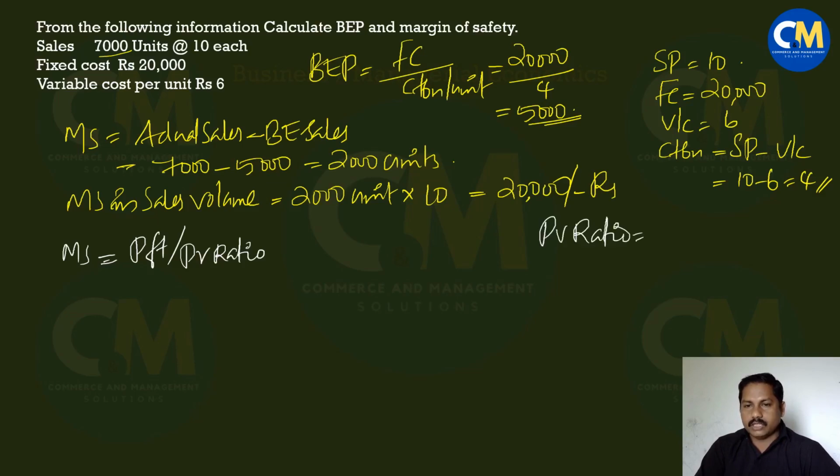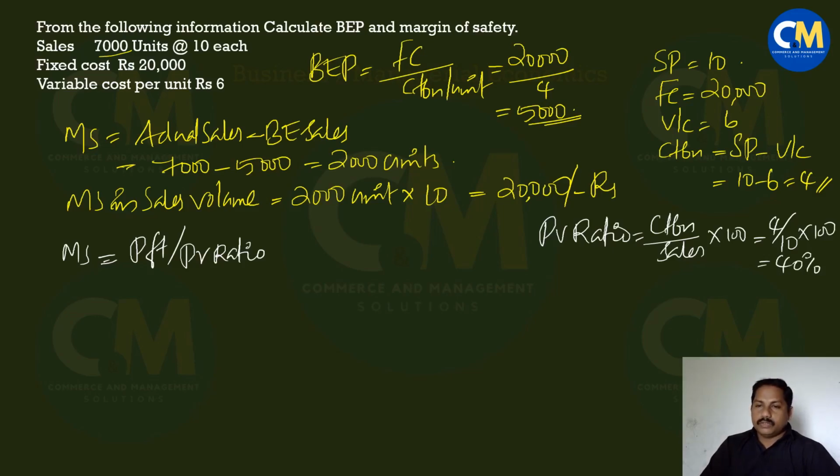PV ratio is equal to contribution divided by sales into 100. We know contribution is 4, divided by sales 10, into 100, which is equal to 40 percent. So we got the PV ratio. Then we need to calculate the profit.